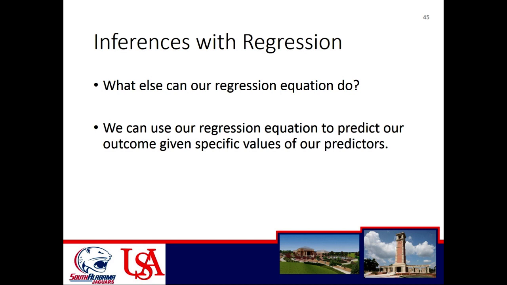So the first question is, what else can our regression equation do? We can use our regression results to predict our outcome given specific values of our predictors. If we are interested in a particular set of values for our predictors, we can estimate what we would expect our outcome to be. If we knew ahead of time that certain values of our predictors are important, we could get our results and say, if those values occurred, what would we expect our outcome to be? And we're going to run through an example of doing exactly that.